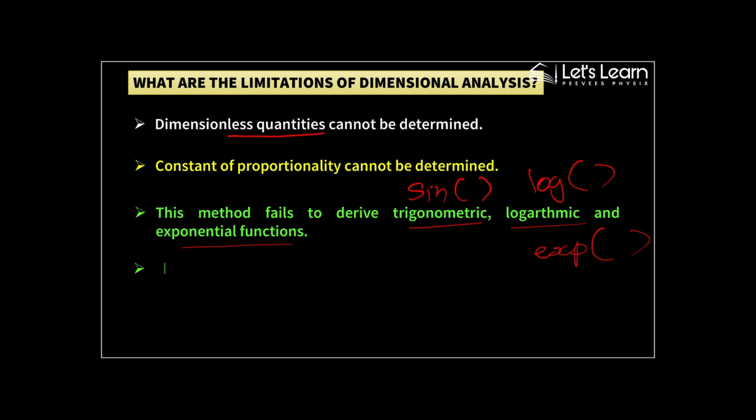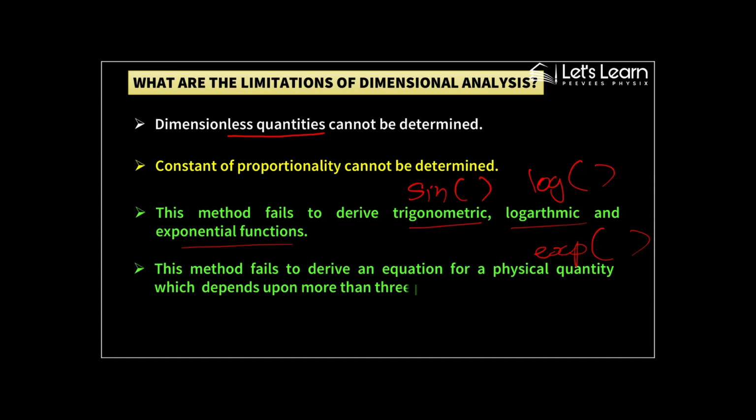What are these functions? Another limitation, this method fails to derive an equation which relates more than three physical quantities. This is applicable to derive mv squared over r. How many physical quantities are there? 3. So this is applicable for a maximum of 3 physical quantities. It fails if there are more than 3 physical quantities.